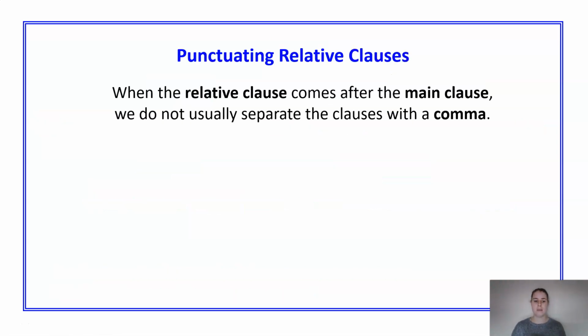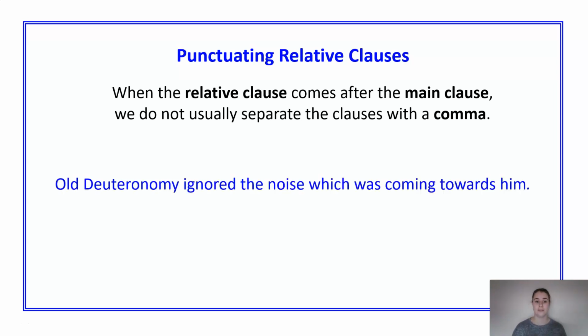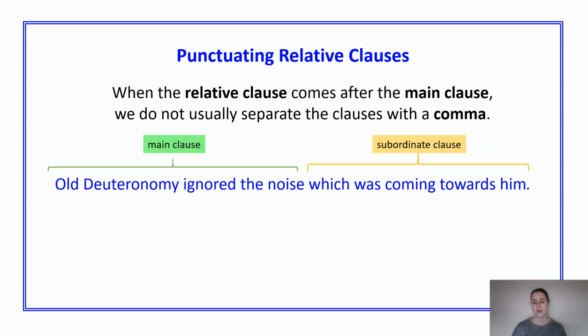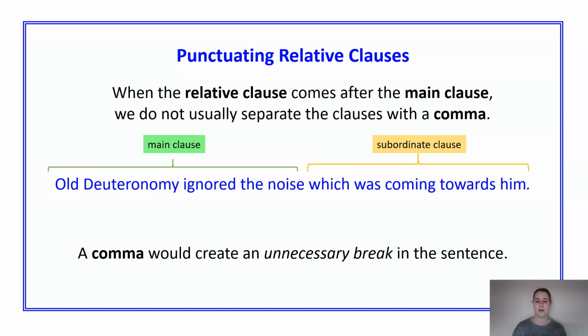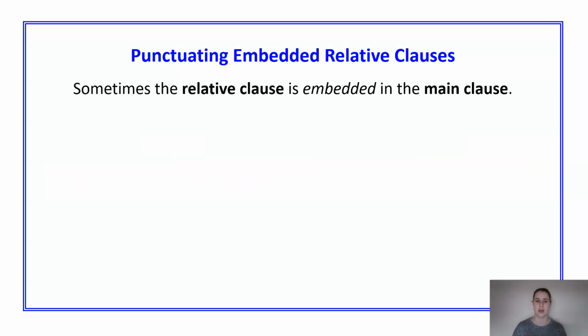It's important to remember when we're punctuating our clauses that we use a comma. However, when the relative clause comes straight after the main clause, we don't usually need a comma. So: old Deuteronomy ignored the noise which was coming towards him. Our relative clause is on the end, therefore we do not need that punctuation, because that break in the sentence is just unnecessary.